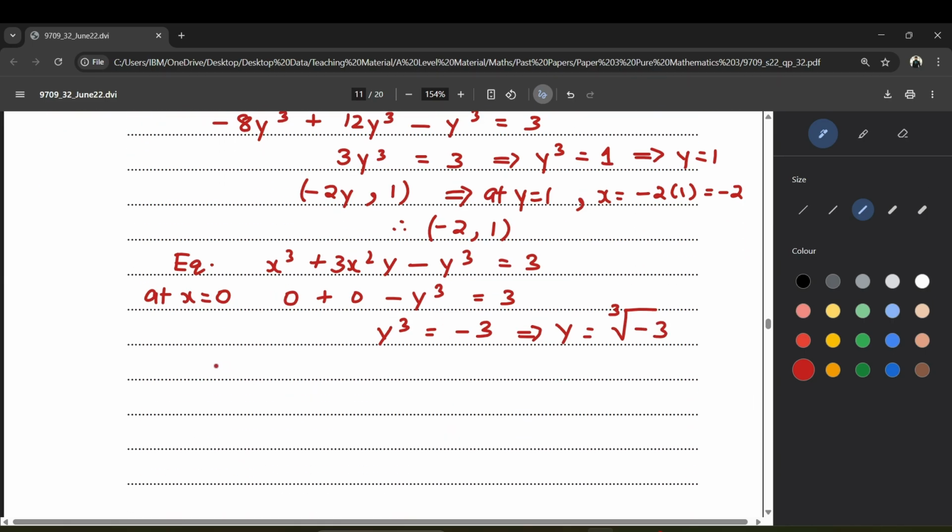Okay, so therefore the coordinates are: the first one that we found was minus 2 comma 1, and the second one was 0, cube root of minus 3.